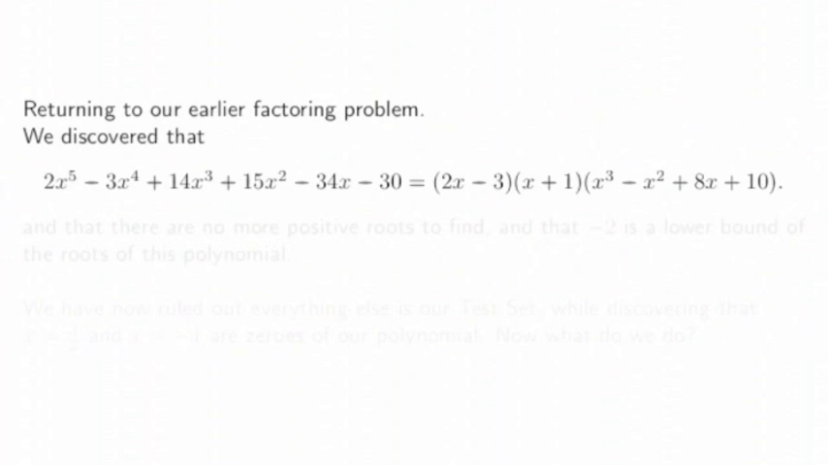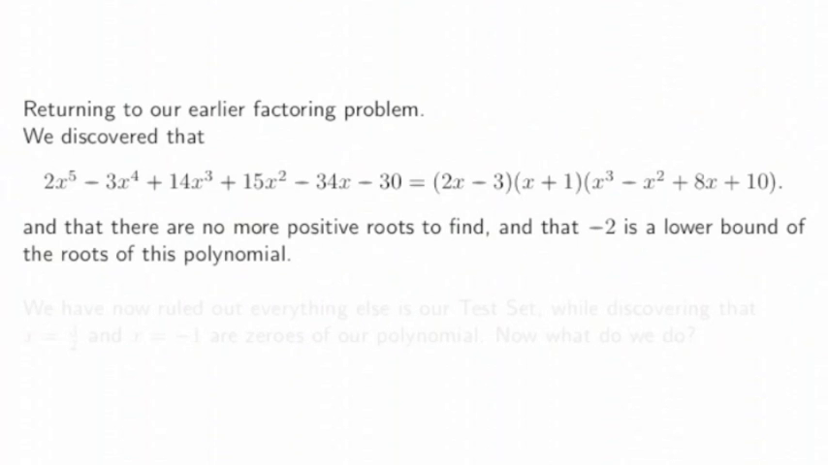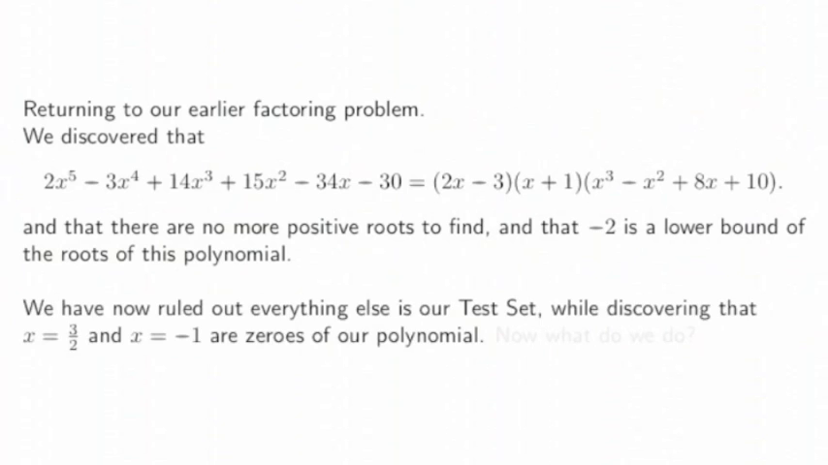Alright, back to our factoring problem. We've factored this fifth degree polynomial into two linear terms and a cubic. And there aren't any more positive roots to find, and we know that minus 2 is the lower bound on the roots. We've now ruled out everything else in our test set, while discovering 3 halves and minus 1 as zeros. Now what do we do?